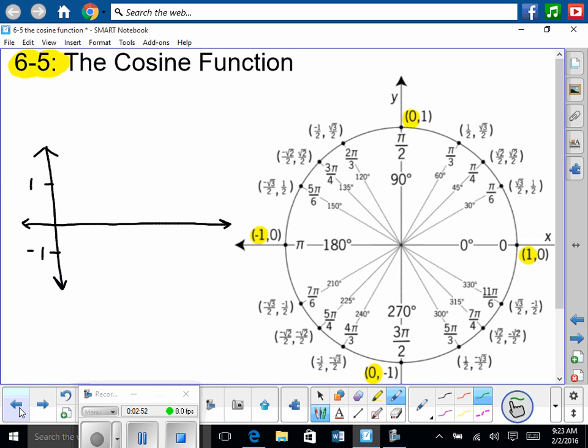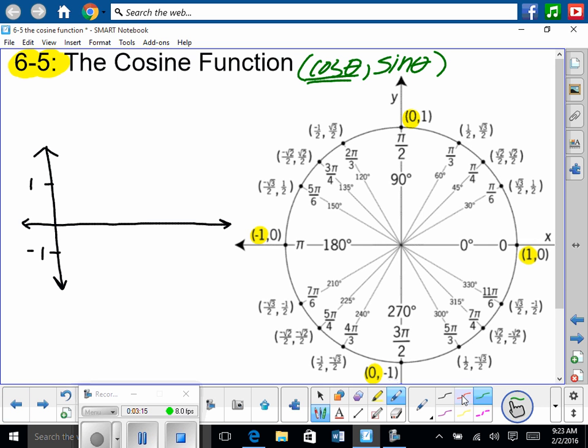So remember, when we were graphing the sine function, technically what we were doing was going around the unit circle, and it created a sinusoidal wave. That's exactly what we're doing with cosine. We're going around the unit circle. Remember, cosine is x values, so we have cosine of theta, sine of theta, sine is y values. So today we're focusing on the x values around the unit circle.